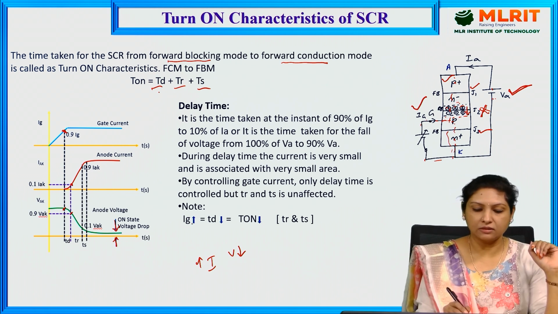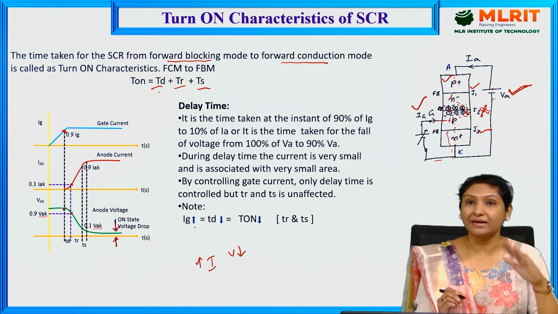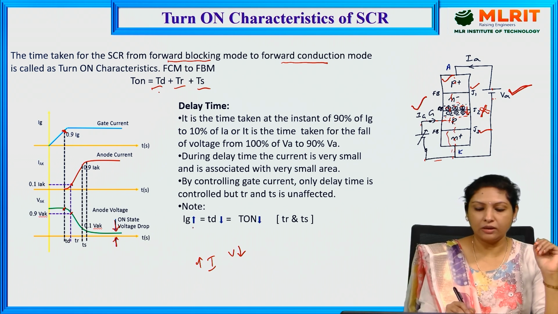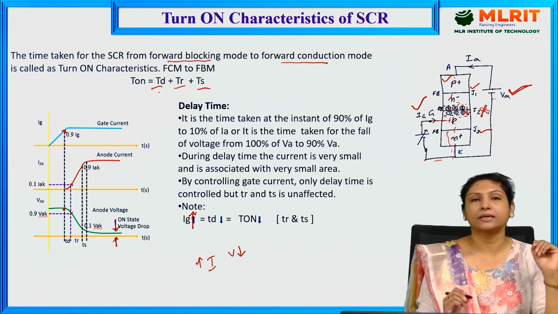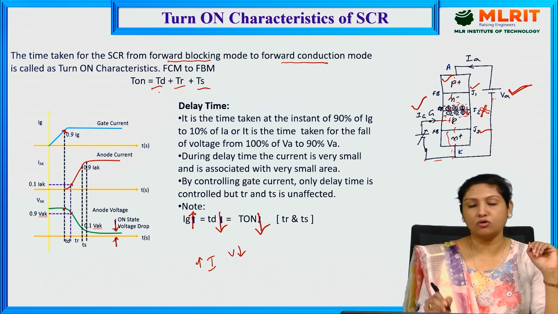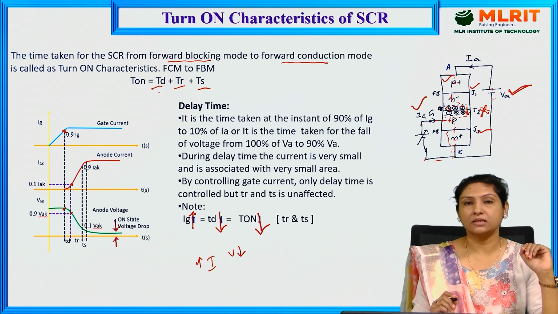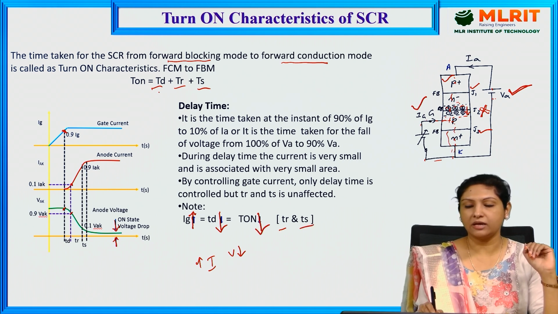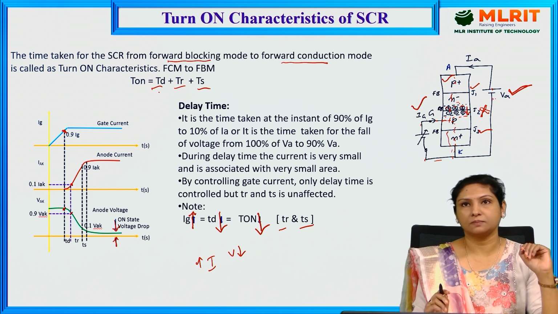In order to reduce the turn on time, we can increase the gate triggering pulse width, and during that moment the delay time will get reduced, as well as the turn on time will also get reduced, whereas rise time and spread time remain unaffected.